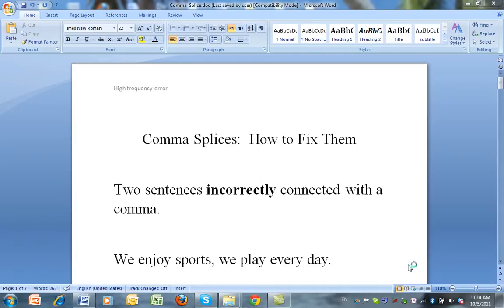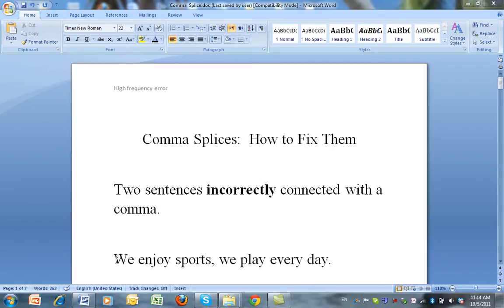What is a comma splice? Well, a comma splice is two sentences incorrectly connected with a comma. And in academic writing, we can't do that. For example, we enjoy sports, comma, we play every day.